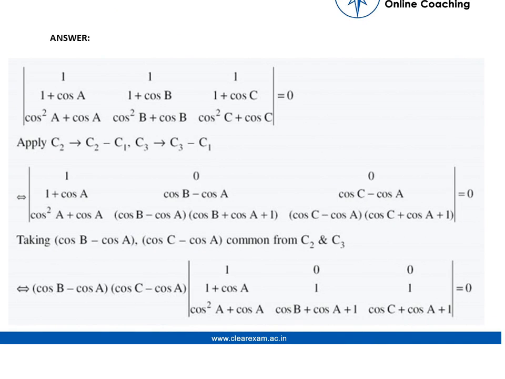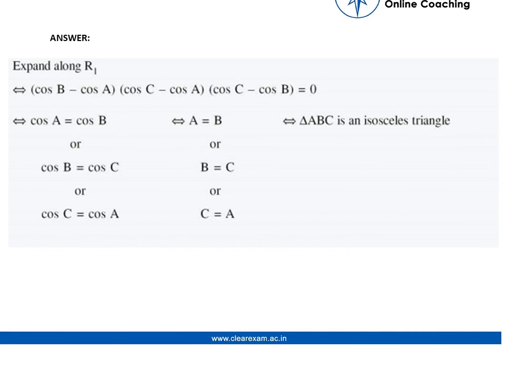First of all, we'll be using this property of determinants to solve. We'll be applying this property on column 2 and column 3. After applying the property, we'll get this determinant. Now, taking cos B minus cos A and cos C minus cos A common from both these columns, that is second and third. So after taking these things common, we'll get this.